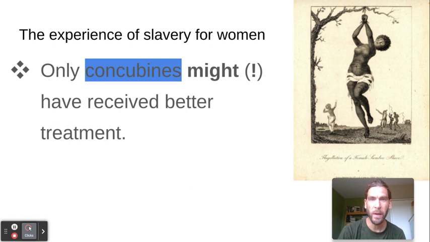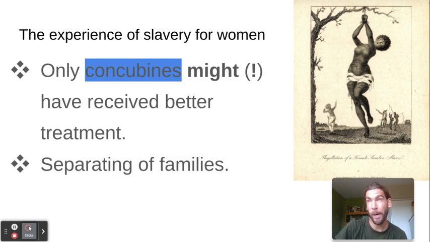A concubine is an unofficial wife of a white European colonizer because they often did not bring their wives and often they were not even married. So, unofficially, because officially it was not allowed for a white person to marry a black person or a person of color. But only concubines might possibly have received better treatment because, in the best case, the European colonizer, the man within this relationship, cared about the women, or even if they didn't, they would have treated them better for their sexual services or because they were the mothers of their children.